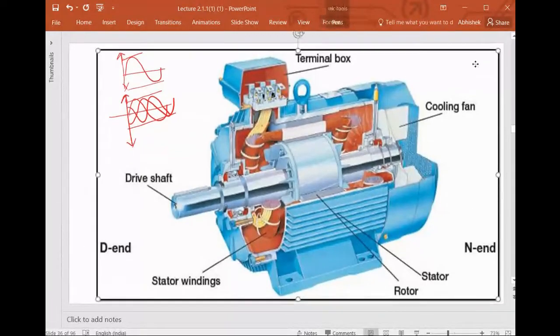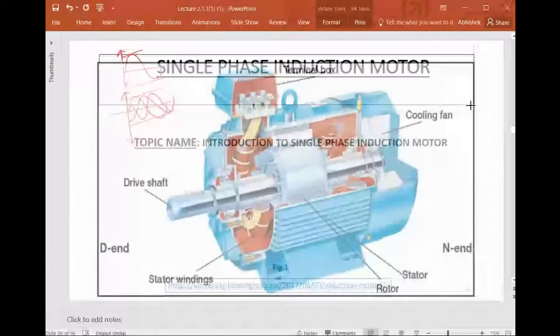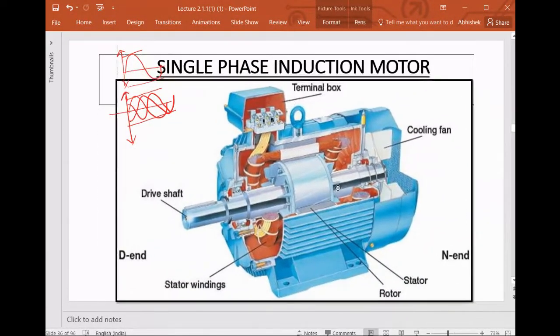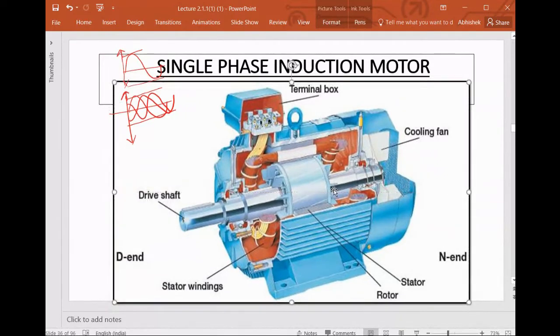So today we will start with the single phase induction motor. In the single phase induction motor, the same construction of this motor is used right here. The major difference between single phase and three phase induction motor is the supply. In single phase you use this single phase right here, whereas in three phase you use three phases. Okay, this is the major difference.